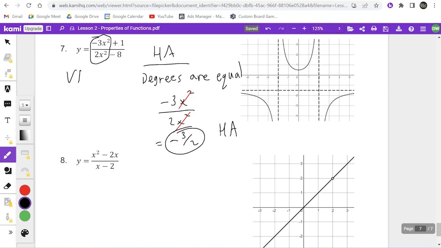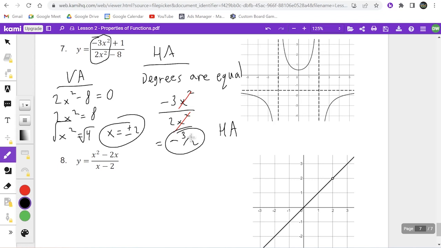Now for the vertical asymptote. Again, got to set the denominator equal to 0. This one's fun. 2 ways you can do this. I'm going to do it the easier way, in my opinion. That means adding 8 to both sides. 2x squared equals 8. Divide by 2. x squared equals 4. Take the square root, and remember it's plus or minus. So your vertical asymptotes are x equals plus or minus 2. And again, if you look at the graph, there you go.